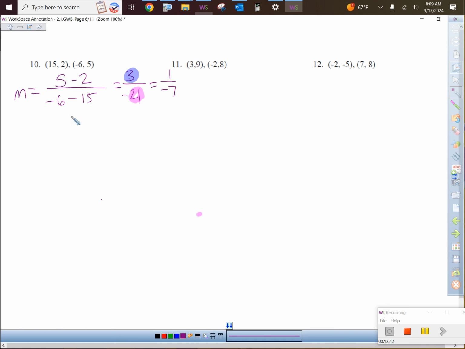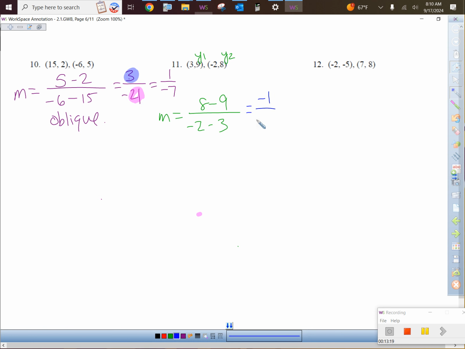What is that line? Horizontal, vertical, or oblique, though? Oblique. Keep going. Horizontal, vertical, or oblique. So m equals 8 minus 9, y2 minus y1. Those are the y values, over negative 2 minus 3.